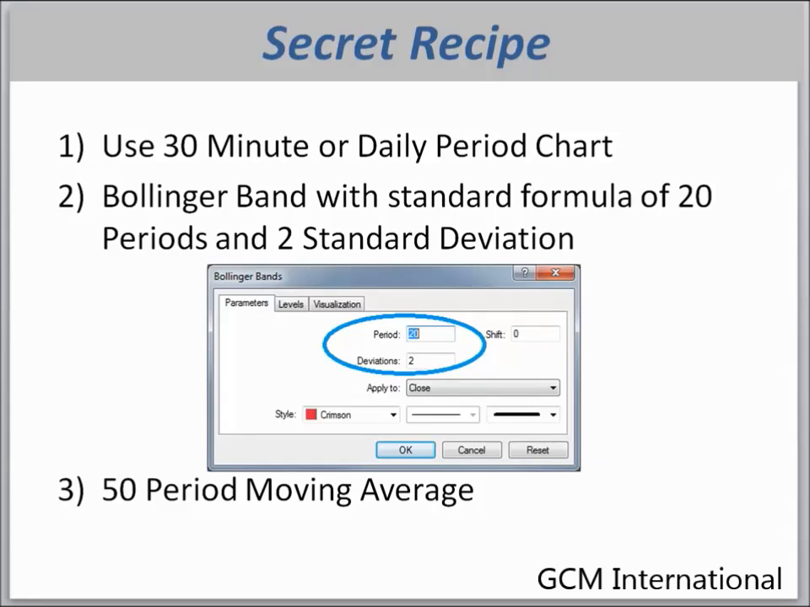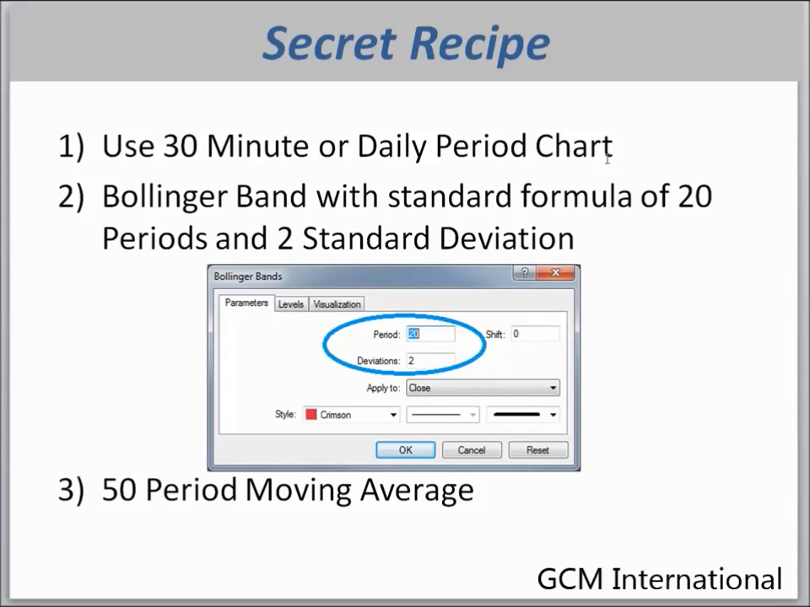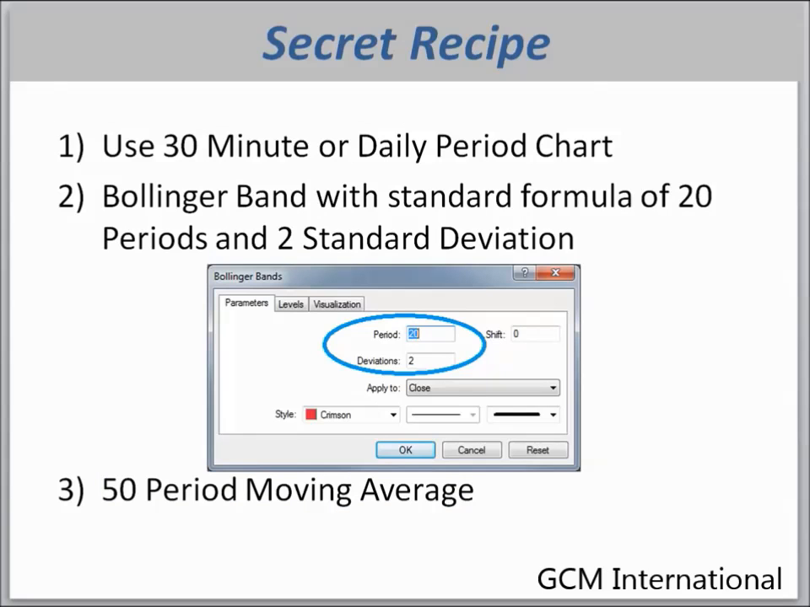And we're also going to use a Bollinger Band with the standard formula that I told you before. If you're using the MetaTrader platform, when you're adding Bollinger Bands, the window will look something like this. You just have to have over here the period of 20 and the deviations of 2, and then you're good to go. You can add in those Bollinger Bands. And then when you add your moving average, we're going to use a 50-period moving average. So we have our 20 period, which is our shorter term moving average, and our longer term moving average is going to be 50.